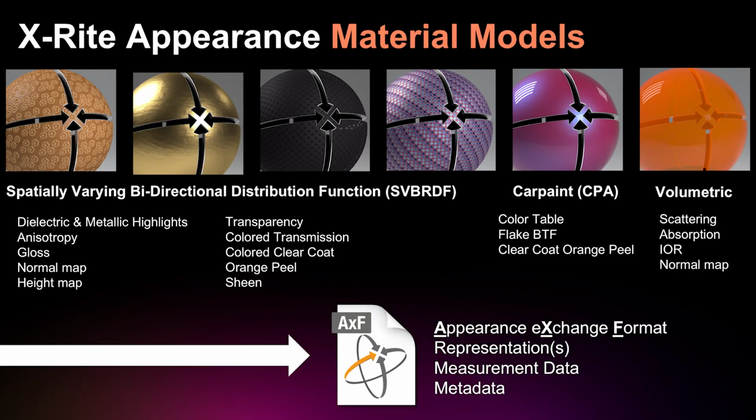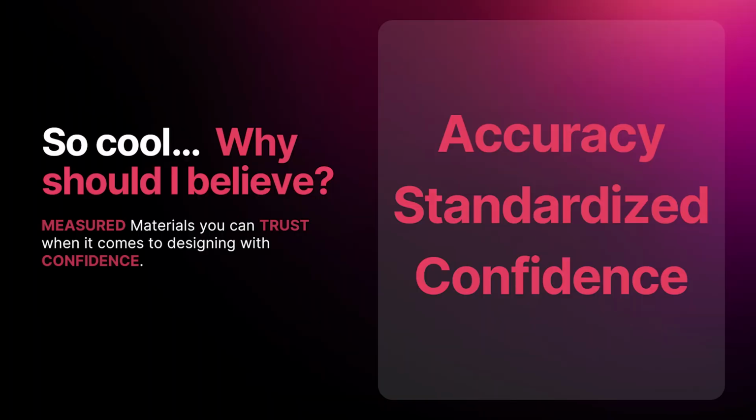So what makes up the AxF file? These are all those texture maps or characteristics about a material that you're used to seeing, right? We all work with diffuse maps, normal maps, height maps. We are creating with our scanning technology all of those different maps. So no need to get artistic. We're just doing a measurement and creating the file. And that output file is the AxF, appearance exchange format. This also contains measurement data because we are measuring these materials. So cool. Why should I believe?